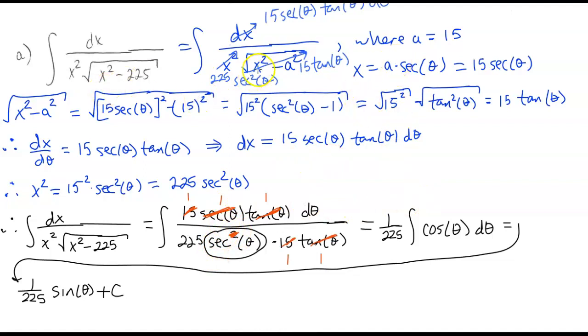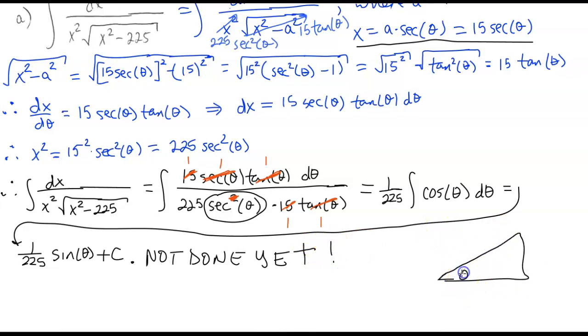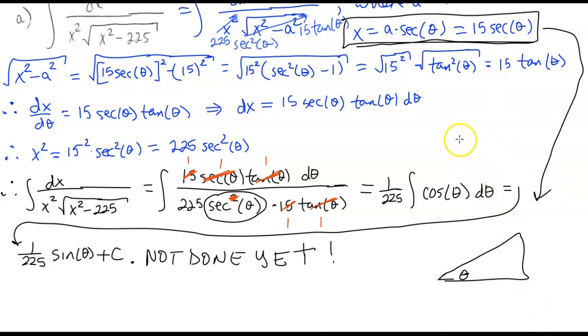So to do that, we go back to our original substitution here, which was x is equal to 15 secant theta, okay? So here I'm going to put not done yet. So here, if we make a little right triangle here, the angle theta, and we remember here that our value x is the same as 15 times secant theta, then that is the same thing as saying that x over 15 is the same thing as secant theta, which is another way of saying that cosine is 15 divided by x, or adjacent over hypotenuse.